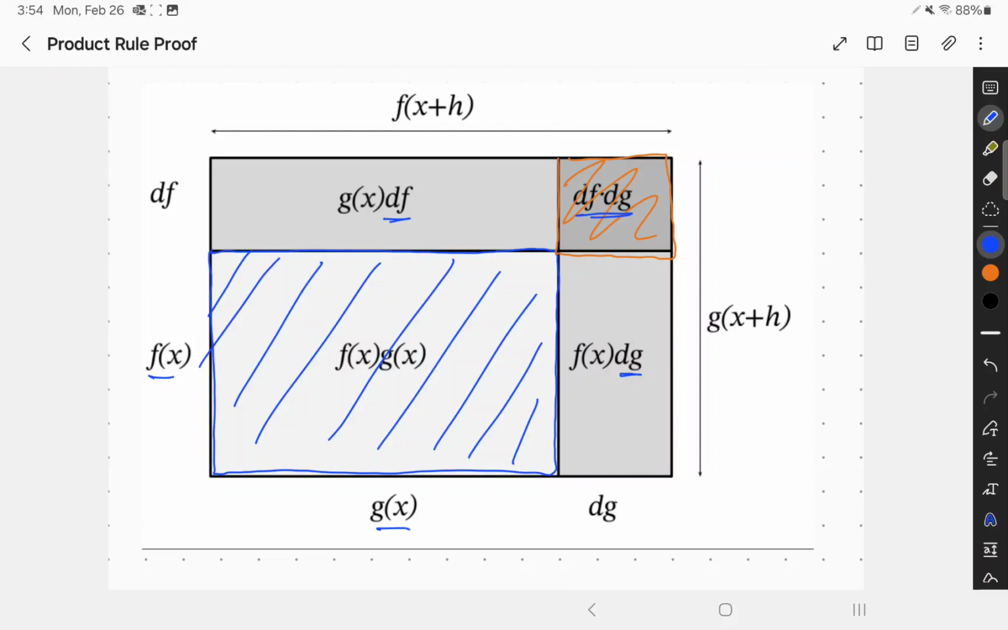So if this part in orange is kind of negligible and the part in blue is removed because we subtract it in the limit definition, then the only parts that remain for the product rule are here. So this is kind of a visual alternate definition for the product rule proof.